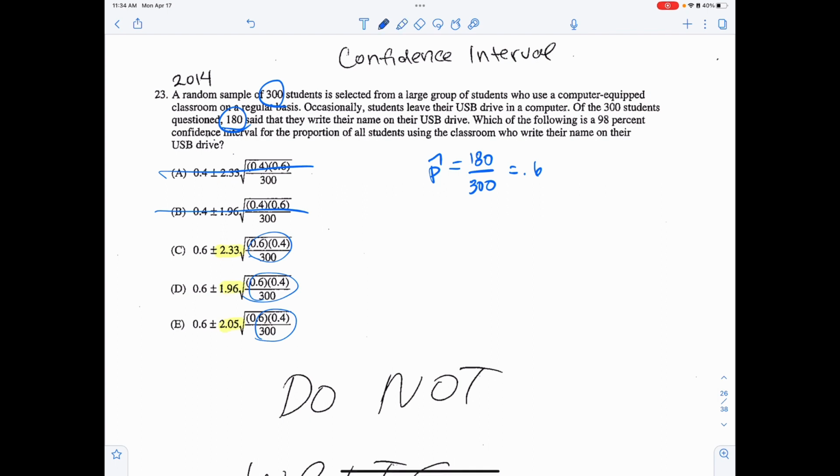So the z-star is for 98%. Notice a lot of them aren't the nice little 1.96 that we do. So inverse norm, and the area is going to be 0.99, and the mean is 0 and the standard deviation is 1. And then, of course, that comes out to be 2.33.